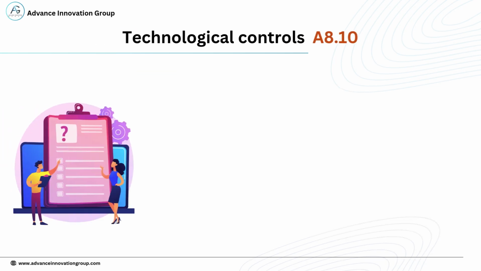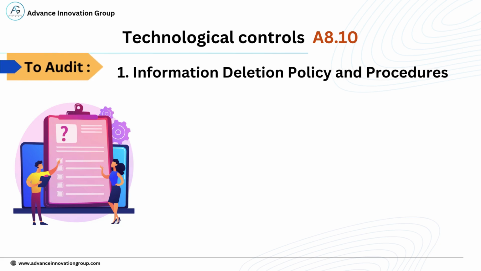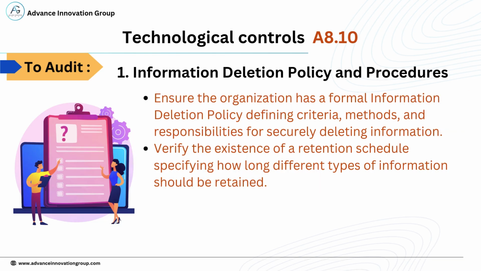Technological controls A8.10 to audit. 1. Information deletion policy and procedures. Ensure the organization has a formal information deletion policy defining criteria, methods, and responsibilities for securely deleting information. Verify the existence of a retention schedule specifying how long different types of information should be retained.